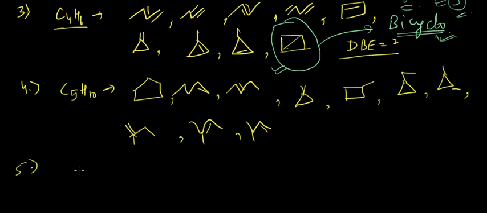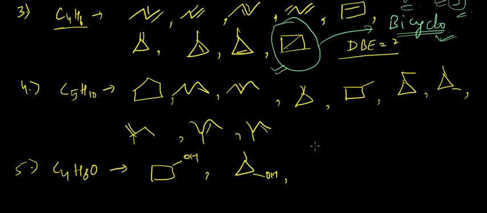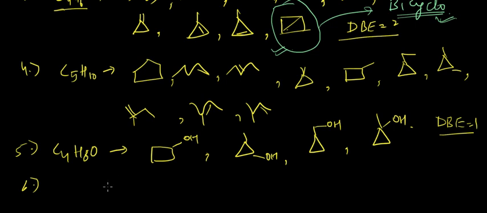Okay, let's talk about C4H8O. The isomers for this would be this. A secondary alcohol with a cyclopropane ring. A primary alcohol with a cyclopropane ring, and again a secondary alcohol with a cyclopropane ring. I hope you have calculated the dB initially in the compound, and that should come out to 1. So the total number of isomers for C4H8O is 4.